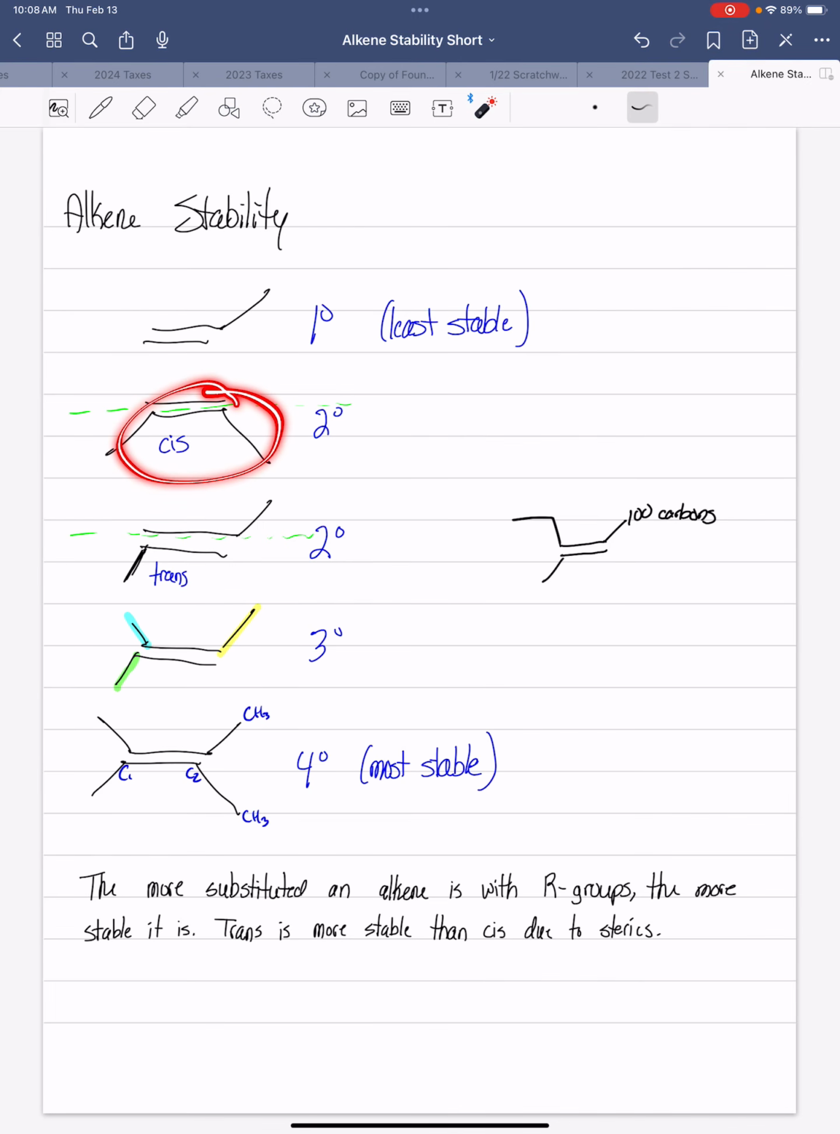In the cis conformation, these two methyl groups here are all up in each other's business. They're much happier in the trans conformation when they're further apart and less hindered sterically.